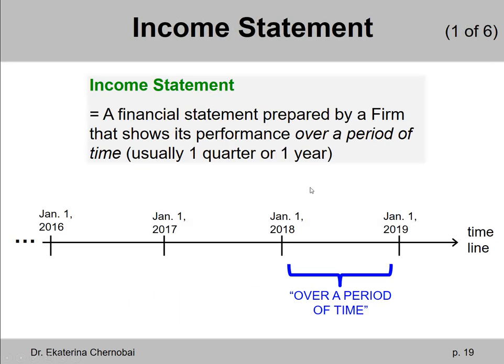Now let's review an income statement, the second financial statement that firms are required to report, typically every quarter or maybe every year. And it shows a company's performance over a period of time, in very general terms. So usually over one quarter or over one year. So maybe between January 1st, 2018 and January 1st, 2019.